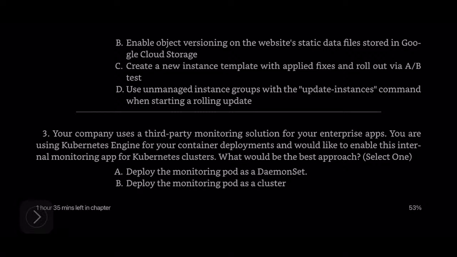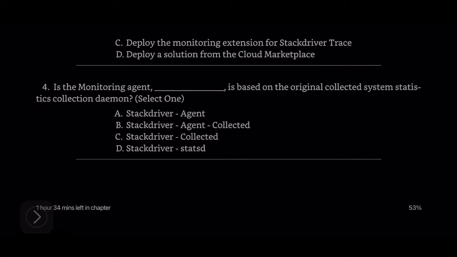3. Your company uses a third-party monitoring solution for your enterprise apps. You are using Kubernetes Engine for your container deployments and would like to enable this internal monitoring app for Kubernetes clusters. What would be the best approach? Select 1. Deploy the monitoring pod as a daemon set. Deploy the monitoring pod as a cluster. Deploy the monitoring extension for Stackdriver Trace. Deploy a solution from the Cloud Marketplace for the monitoring agent, which is based on the original collected system statistics collection daemon. Select 1. Stackdriver agent.